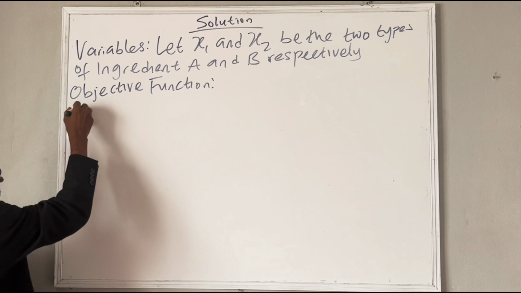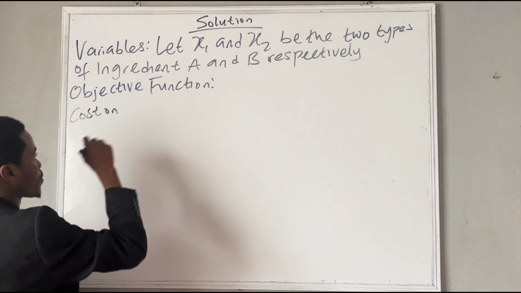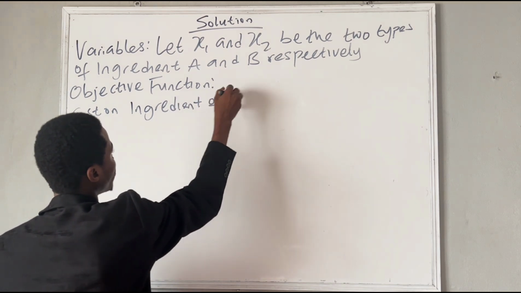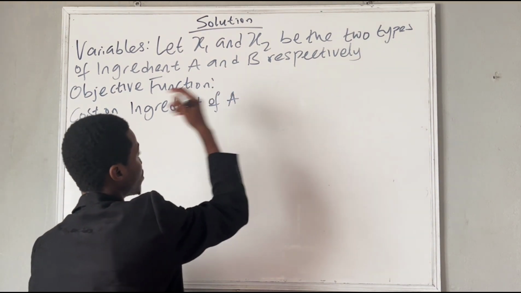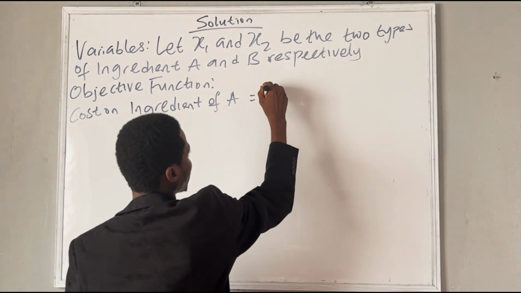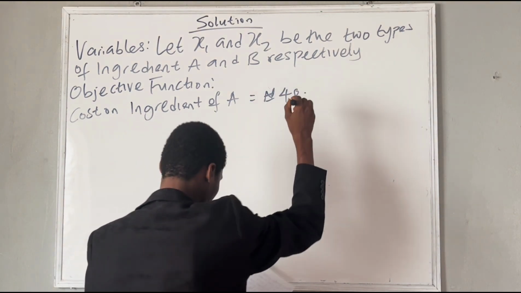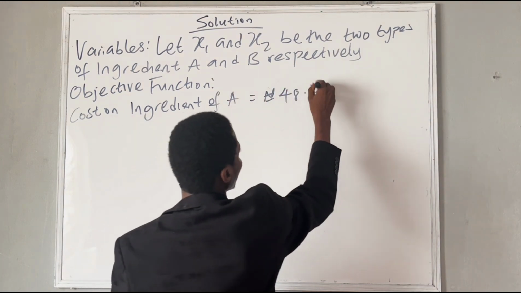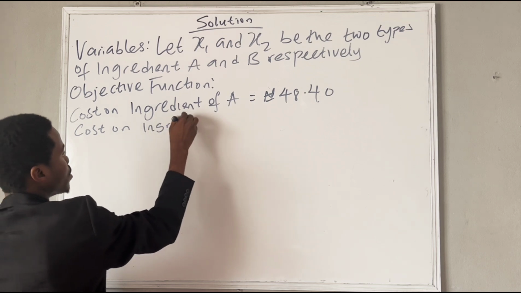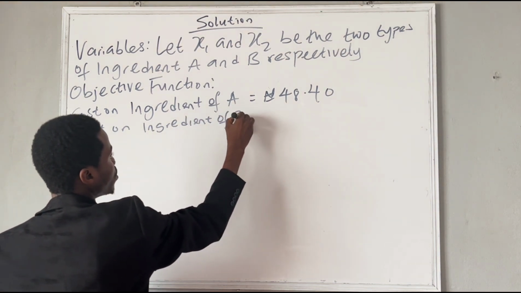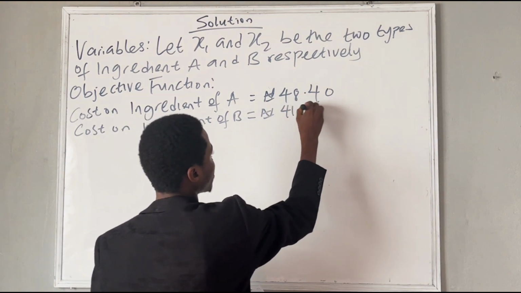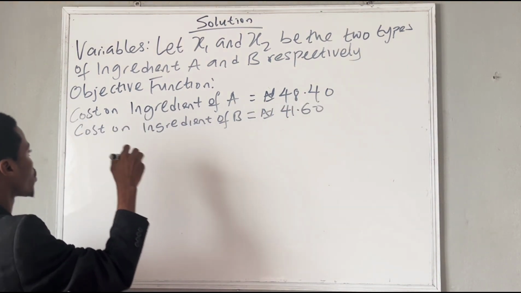So the cost on ingredient A, which is x1, is 48 naira 40 kobo. The cost on ingredient B is 41 naira 60 kobo. So the total cost will now be 48 naira 40 kobo plus 41 naira 60 kobo.